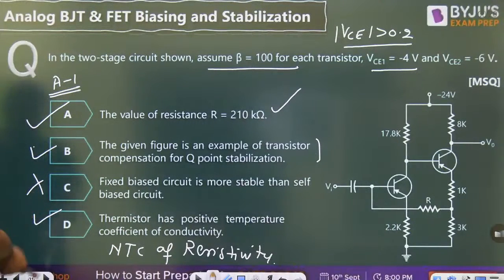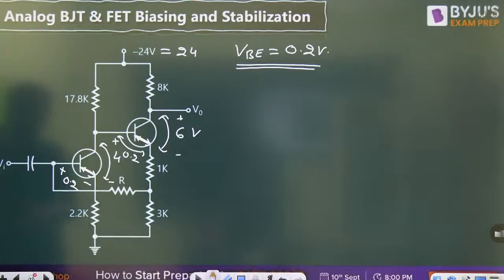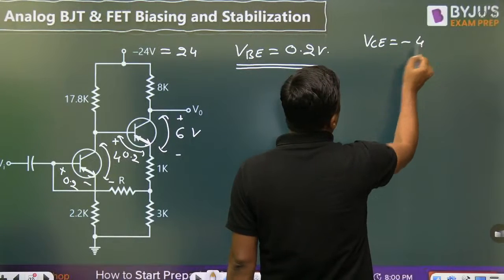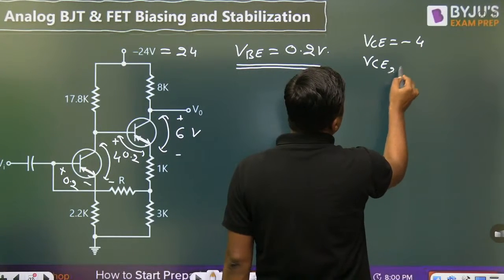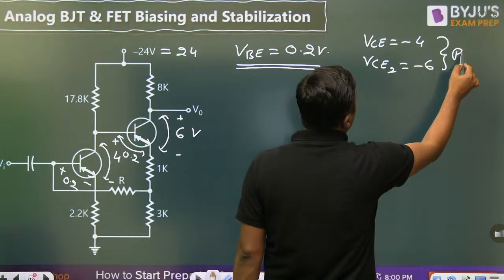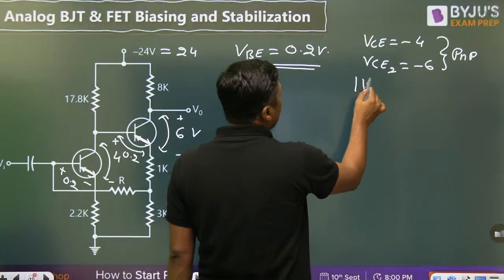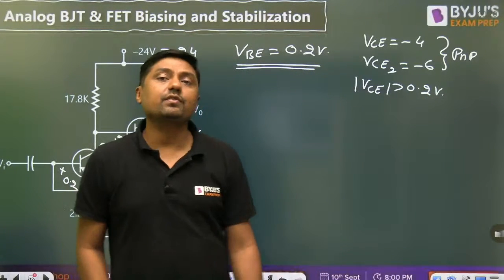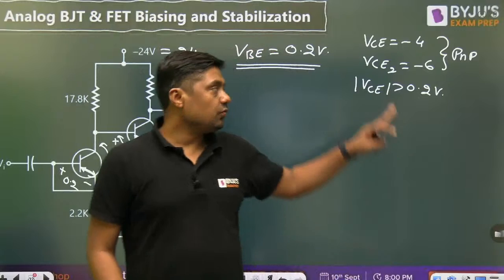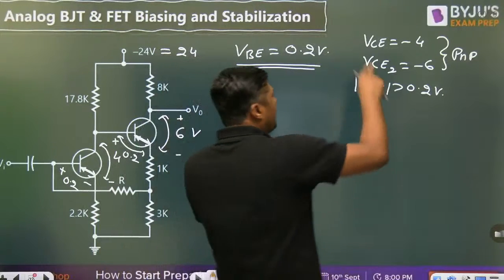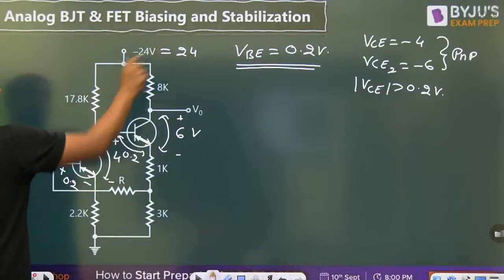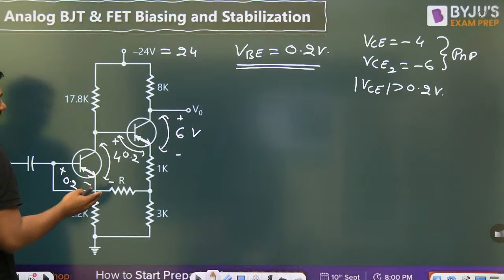Remember, not assignment. This question is in active region, because always remember, VCE1 is given as -4 and VCE2 as -6 in the question; this is for PNP transistor, so it is always negative. But if the magnitude of VCE is greater than 0.2 volt, it will be in active region. So from that you can get the idea. For NPN, make it positive. I am making it positive because we are comfortable with the NPN.